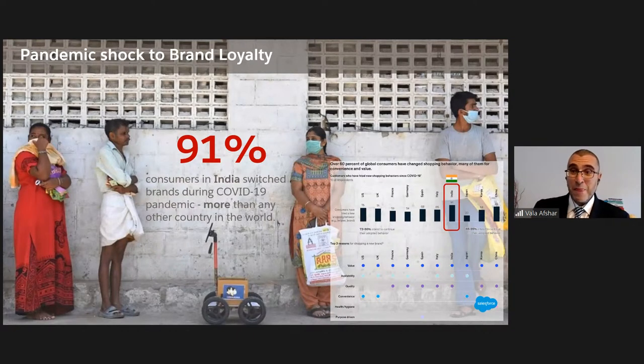In fact, 91% of consumers in India switched to a new brand since the COVID-19 pandemic. That is the largest switch in terms of brands of any country in the world. Indian consumers have choices, they have voices, they have power to choose companies that can delight them during times of uncertainty, which means, again, that silo mentality must be challenged in terms of how we connect with our consumers.